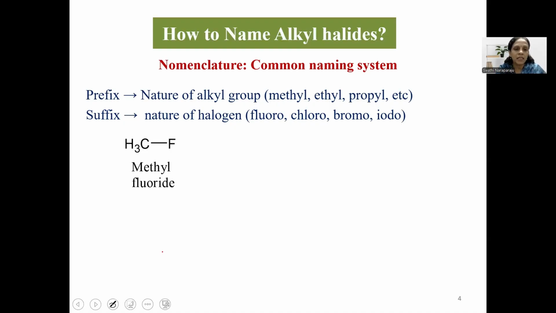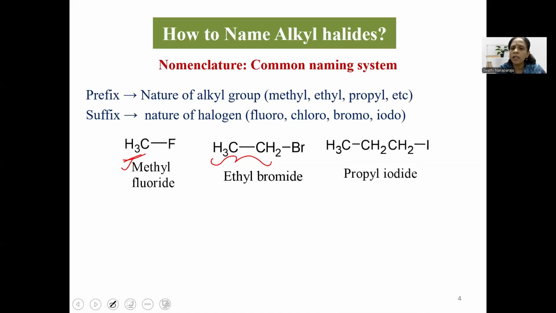Let us consider a few examples. In this example, it is CH3F. The nature of the alkyl group is methyl, so that is indicated in the prefix. And the nature of the halogen is fluorine, so that is indicated in the suffix. So it is named methyl fluoride. Another example: the alkyl group is a 2-carbon chain, so it is known as an ethyl group. And the halogen is bromine, so it is known as ethyl bromide.